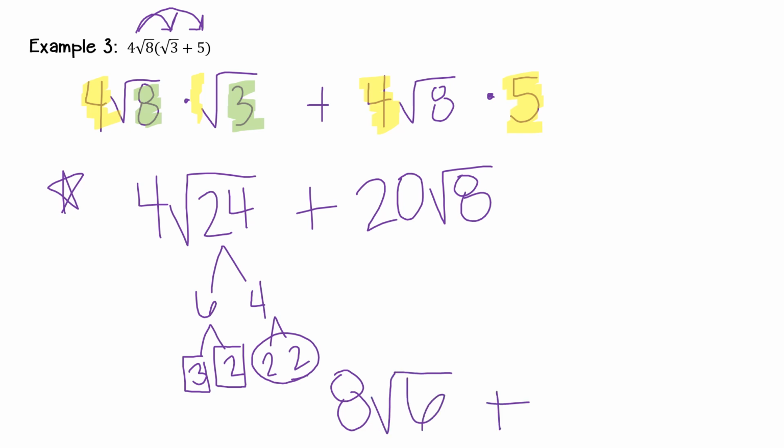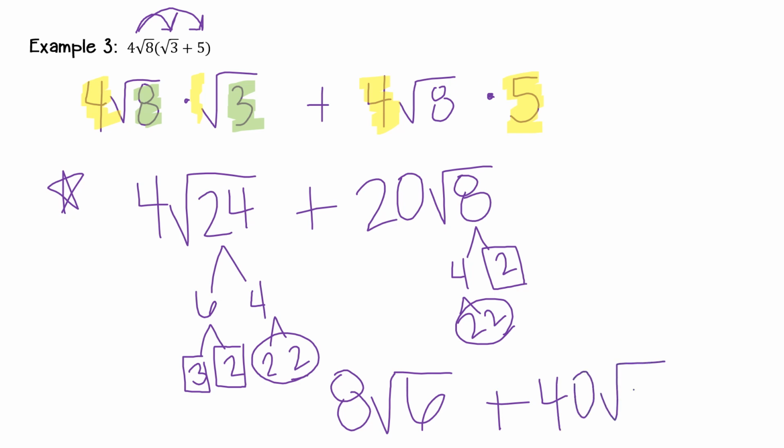Okay, and then I have to do the same thing for 8. So this would be 4 and 2, 2 and 2. I have a pair of 2s and a single 2. So the couples go out, that would make 40, and then square root of my single, which is just a 2. Now at this point in the problem, if those numbers underneath the radical are the same, then I can combine these together and add them. But because they are different, this would be my final answer.